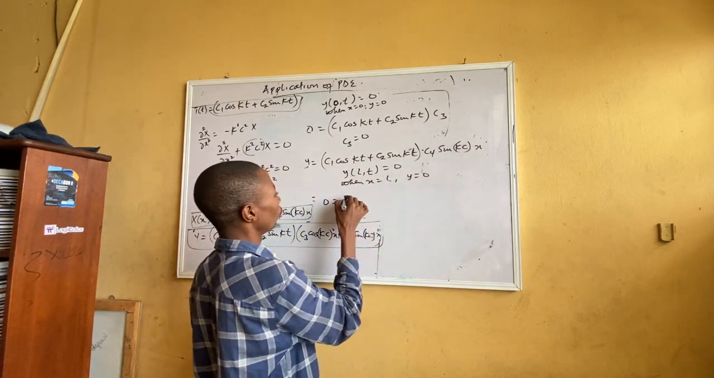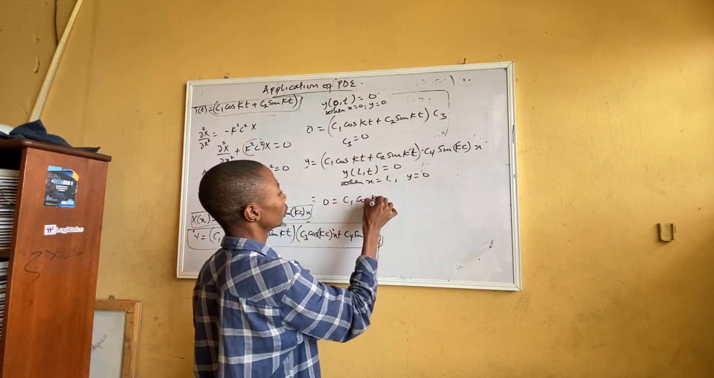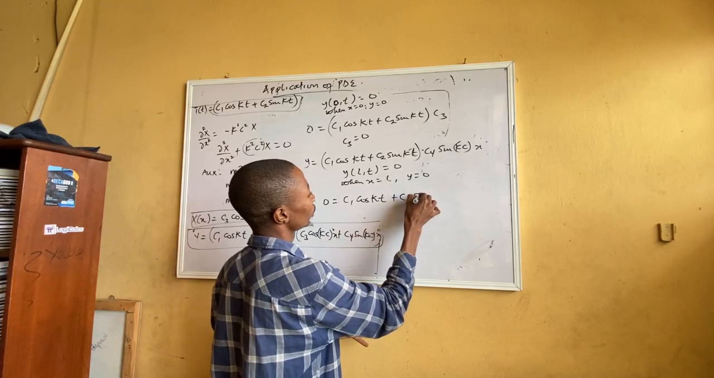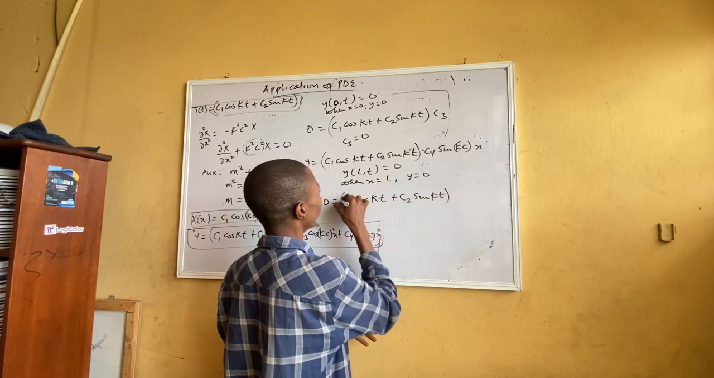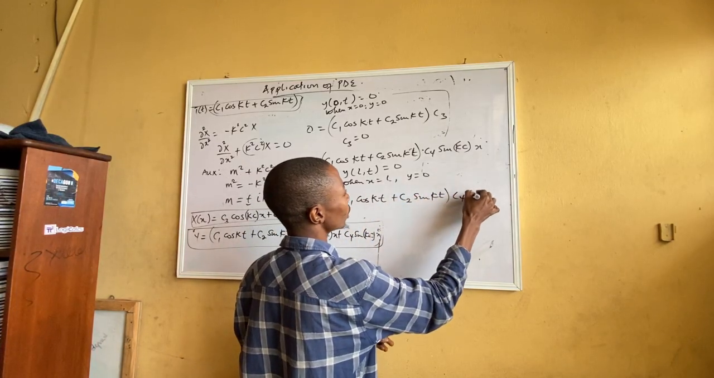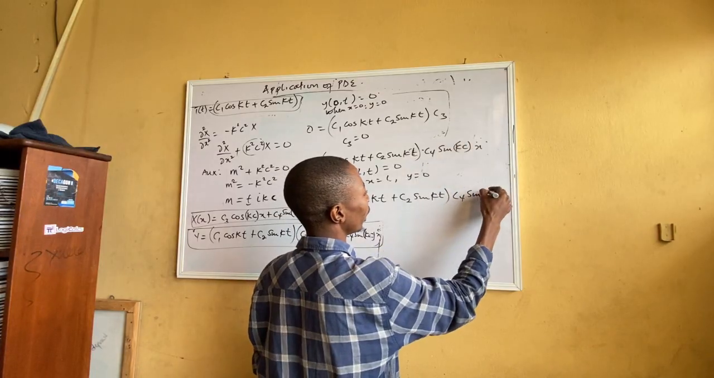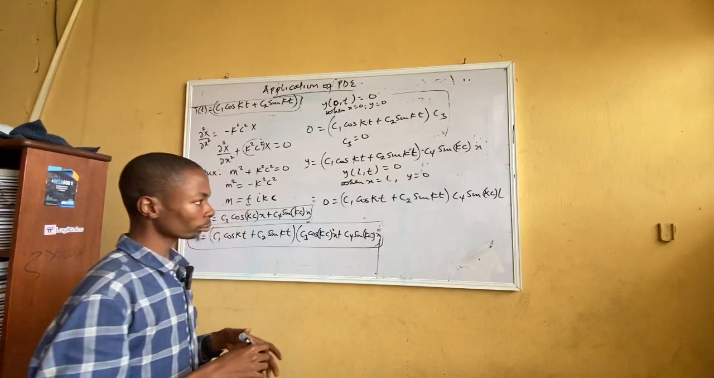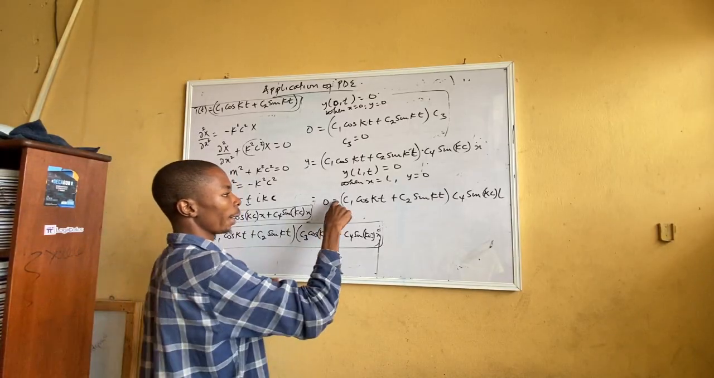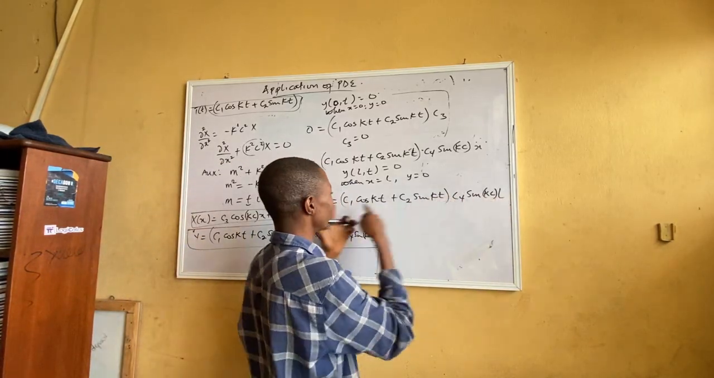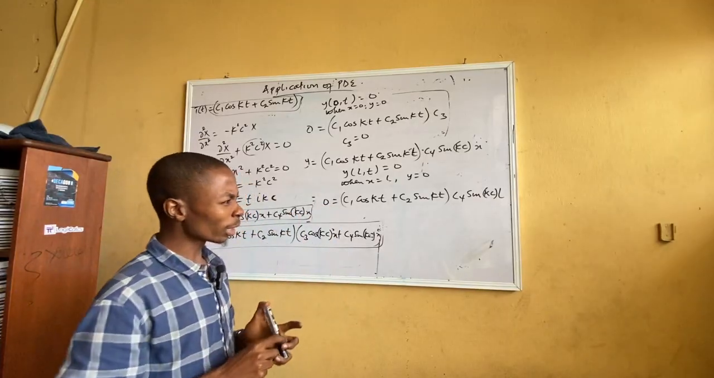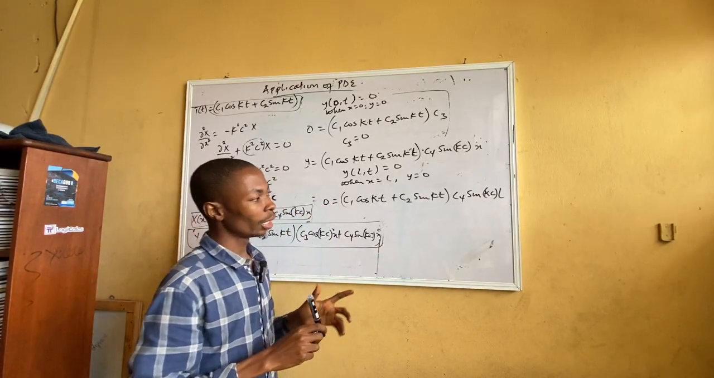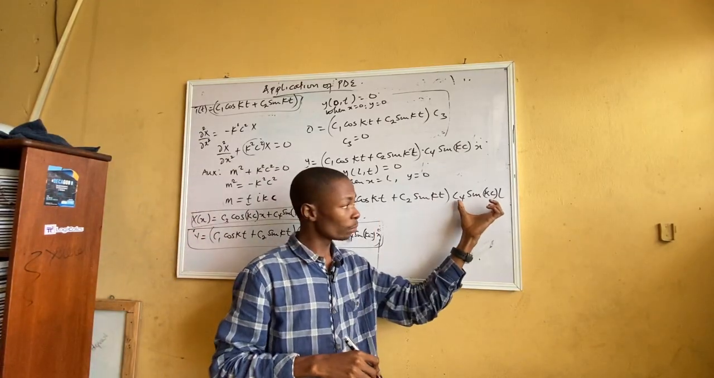So we are going to have c1 cos kt, this side will remain, c2 sine kt, c4 sine kcl. All right. Now, everything here multiplying this one is 0. Now, what are we going to equate to 0? It is this part that will give us the 0.